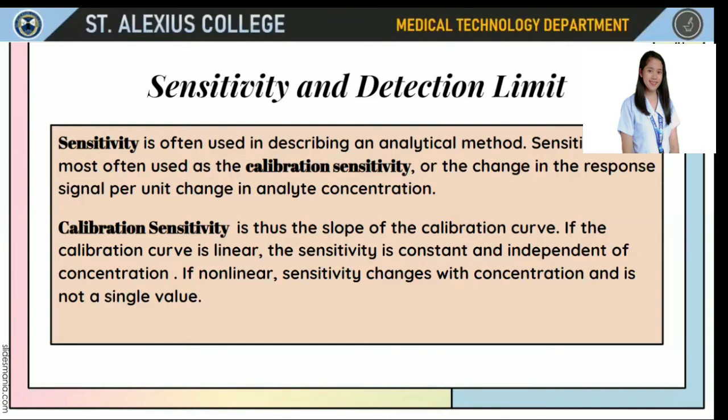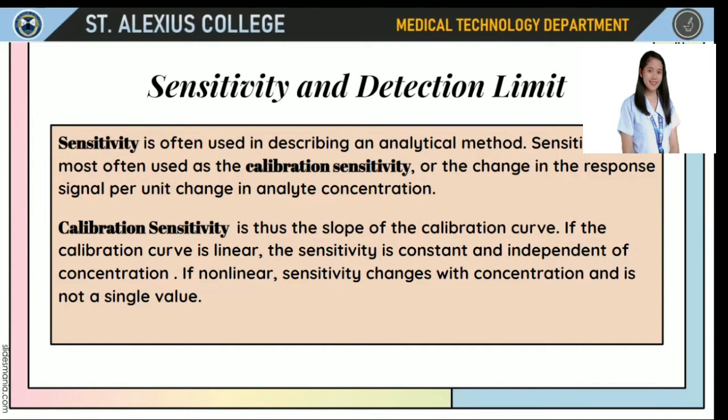Sensitivity is often used in describing an analytical method. Sensitivity, most often used as the calibration sensitivity, is the change in the response signal per unit change in analyte concentration. The calibration sensitivity is thus the slope of the calibration curve. If the calibration curve is linear, the sensitivity is constant and independent of concentration. If nonlinear, sensitivity changes with concentration and is not a single value.